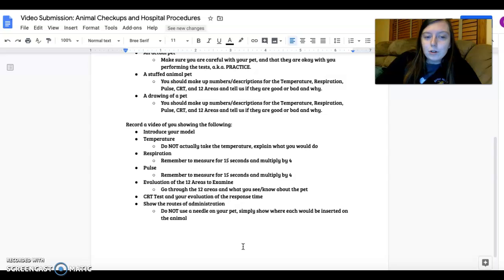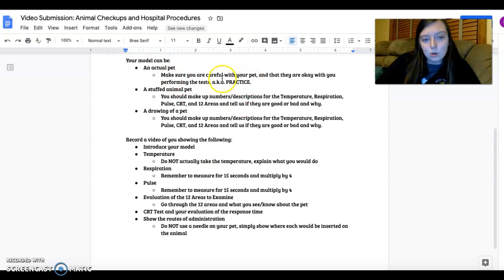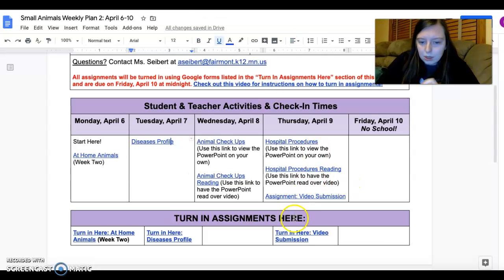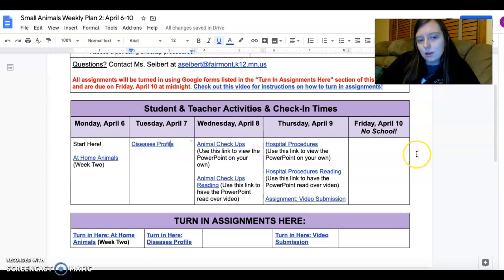This is really important for your safety and honestly to cover our butts, that you don't use any needles on your pets. And hopefully if you are using an actual pet, you have practiced moving your pet in these ways so that they don't react poorly during your videos that you're filming. Once you have done this assignment, you can turn it into this little form right here. And again, no assignments on Friday because it's Good Friday.